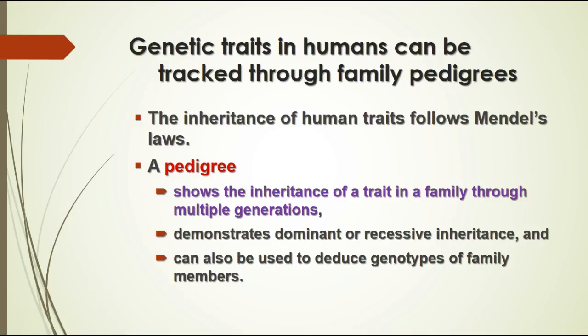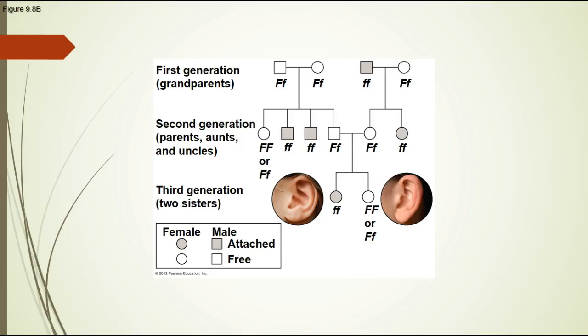We can look at the inheritance of human traits that follow Mendel's laws by looking at a pedigree. Pedigrees are diagrams that show how a trait is inherited through multiple generations, and they can be used not only for humans but also for dogs and horses and all different kinds of organisms. A pedigree demonstrates dominant or recessive inheritance, and it can also be used to figure out the genotypes of different family members. Here's a typical pedigree.